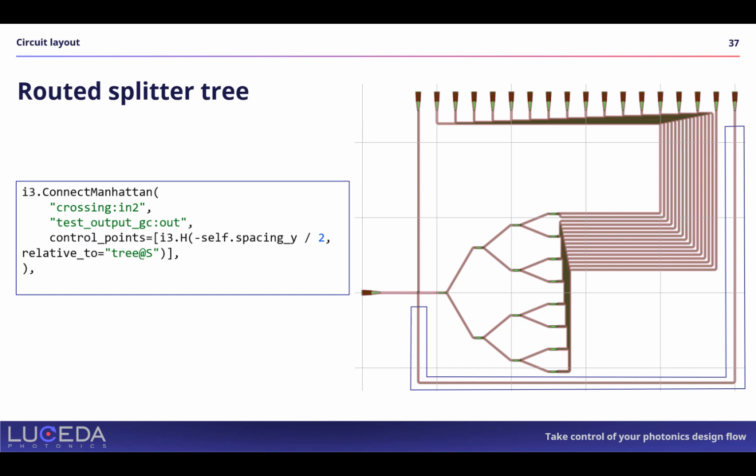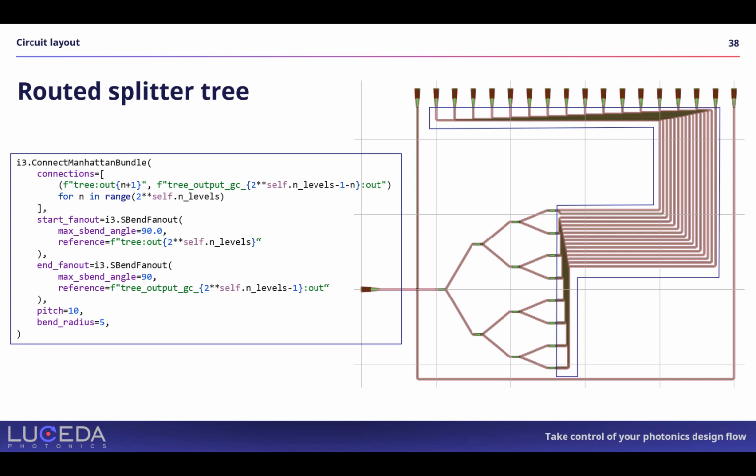The waveguide that connects the south port of the crossing with the grating coupler array needs to be routed below the splitter tree, otherwise the waveguides will cross. We achieve this using a control point. In this example, we use i3.h to specify a horizontal coordinate position that the connection must pass through. This point can be defined from the parameters that create the splitter tree, ensuring it will work regardless of the splitter tree size.